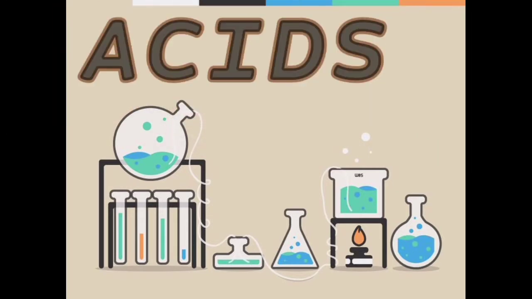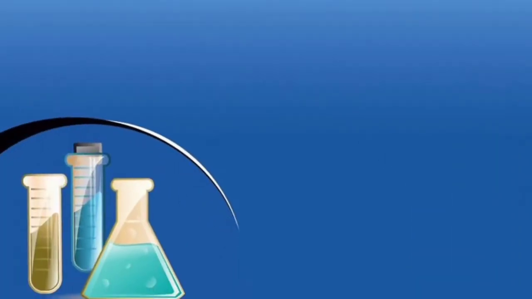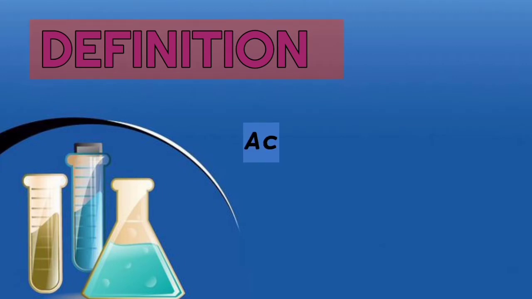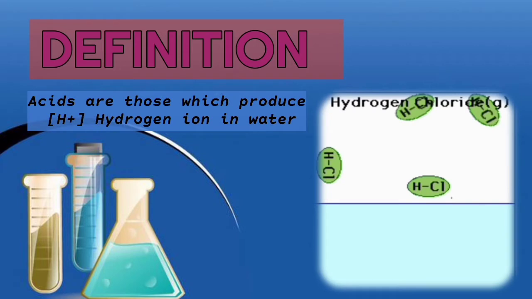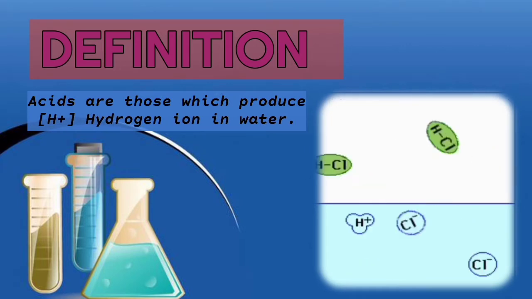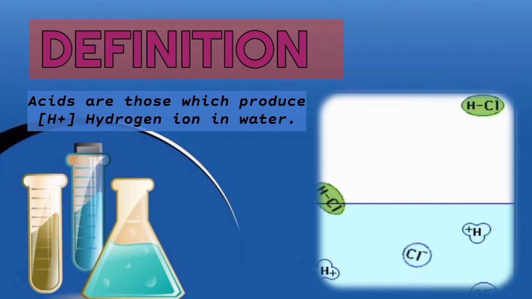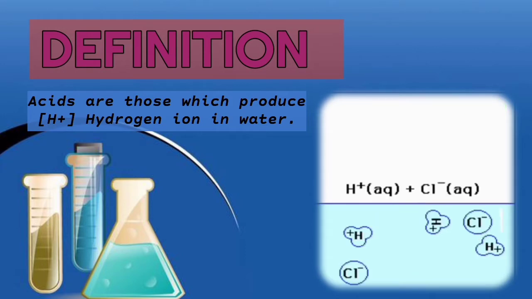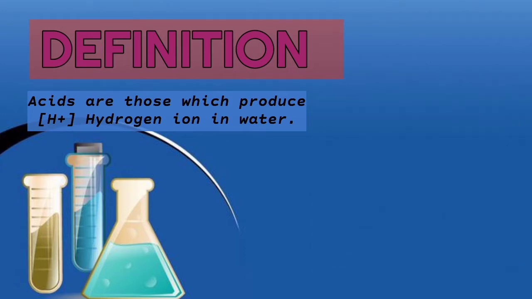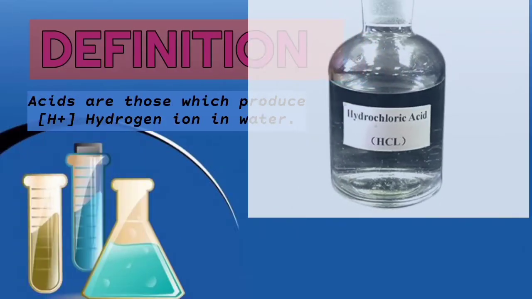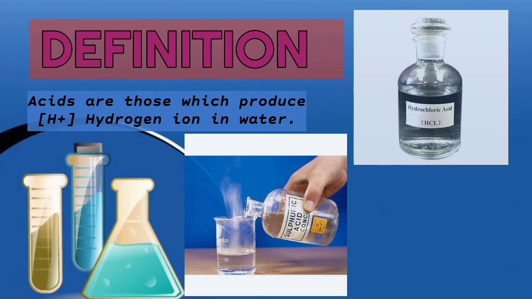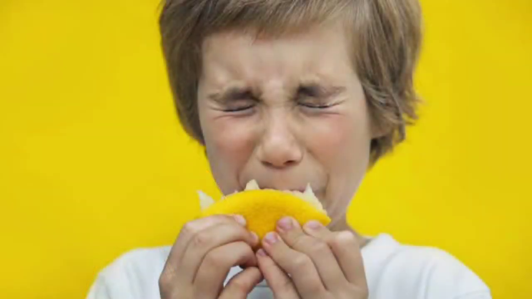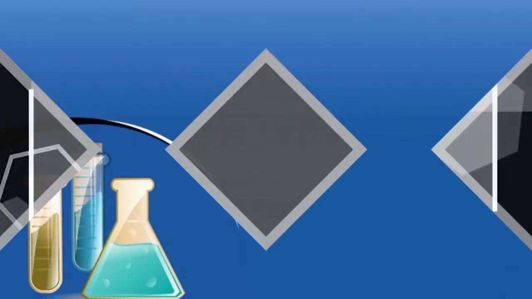First topic of discussion is acids. Acids are those which produce H plus ions, that is hydrogen ions, in water. Now as you can see here, HCl dissociates in water to form H plus ions and Cl minus ions. So they produce H plus ions, therefore these are acids. Hydrochloric acid or HCl and sulfuric acid or H2SO4 are two examples of acids. As we have seen earlier, acids have a sour taste.